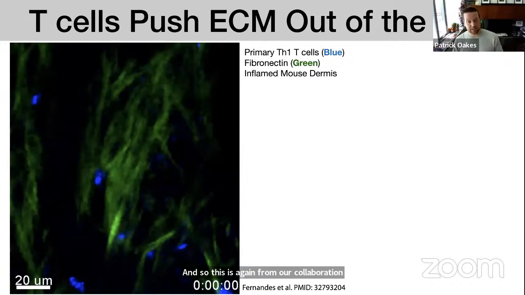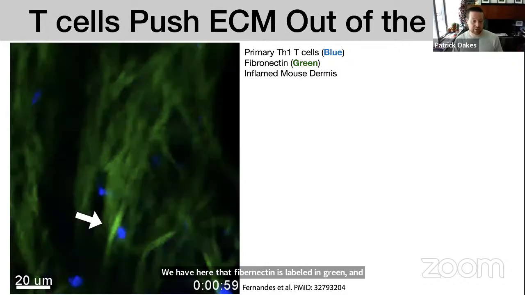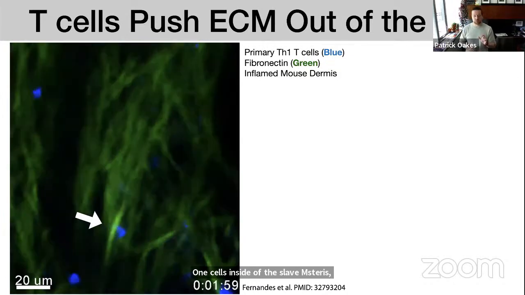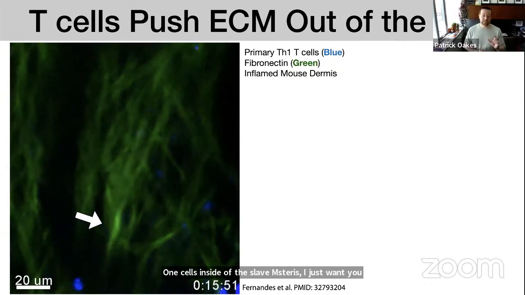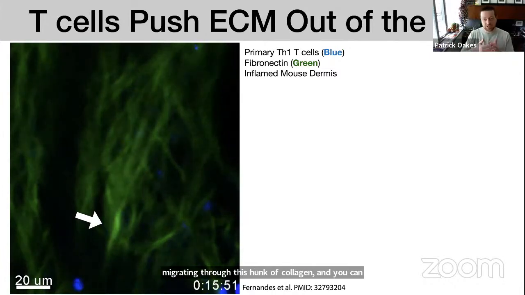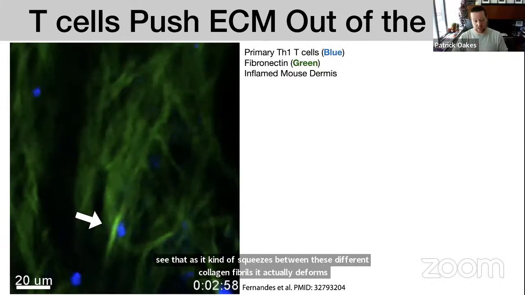We have here that fibronectin is labeled in green, and these are primary Th1 cells inside of an inflamed mouse dermis. And I just want you to look at this region where there's this T cell migrating through this hunk of collagen. And you can see that as it squeezes between these different collagen fibrils, it actually deforms them and pushes them out of the way quite a lot, right?